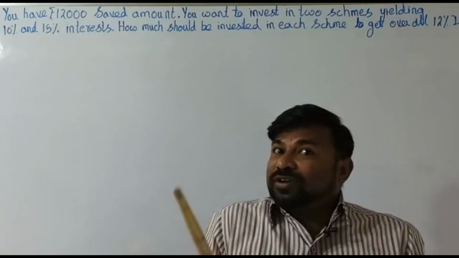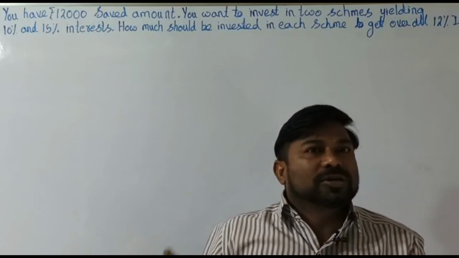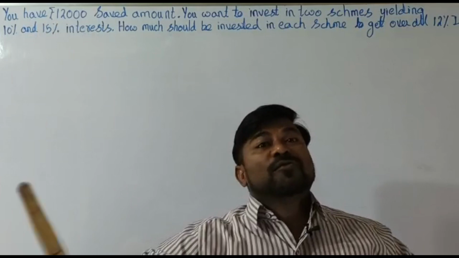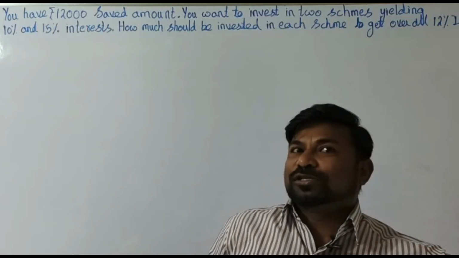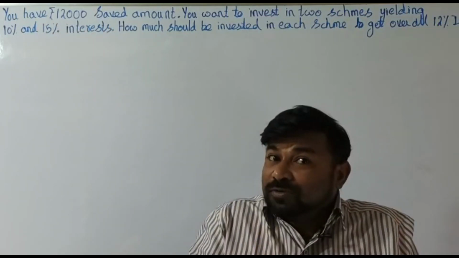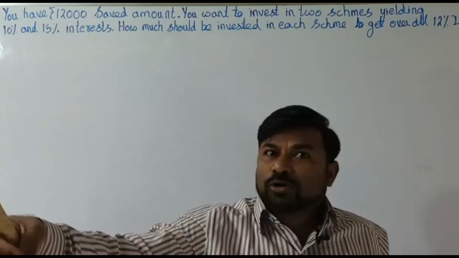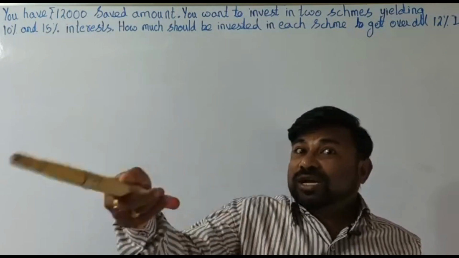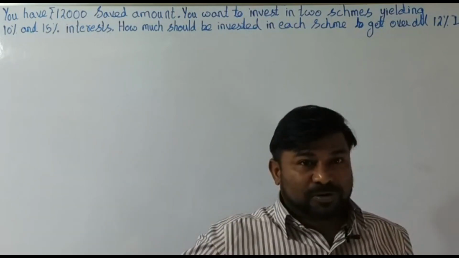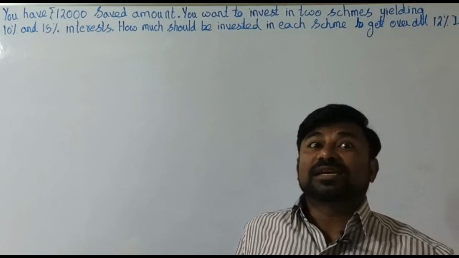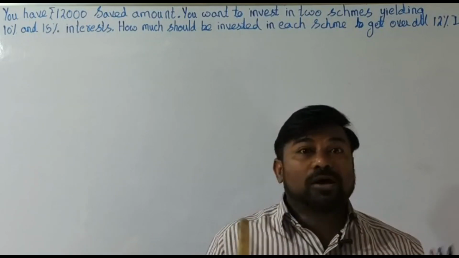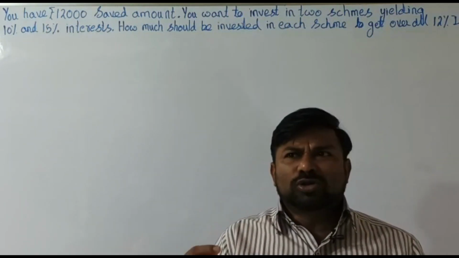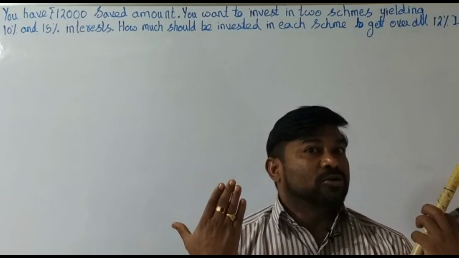What is the meaning of yielding? Getting. You are getting an interest of 10% from the first scheme and 15% from the second scheme. How much have you invested in the first scheme? We don't know. How much in the second scheme? We don't know. What is the interest from the first scheme? 10%. From the second scheme? 15%. What is the total amount you have? 12,000 rupees. Cool.